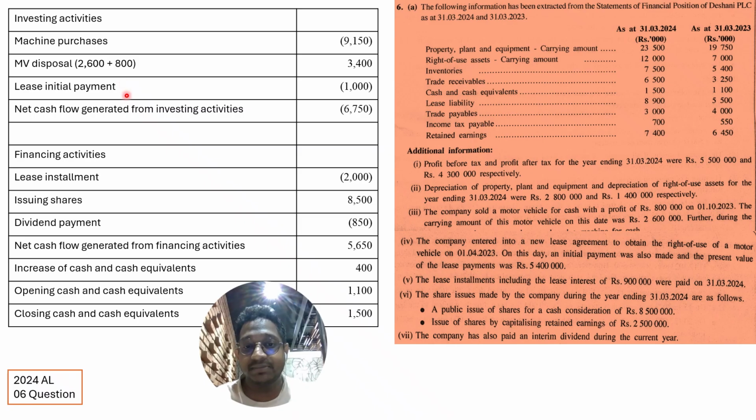And the initial lease payment you have to find from right of use of assets. We already discussed there. And the initial lease payment you have to consider as investing activities. But the lease installment excluding interest you should mention under financing activities, and issuing shares you are getting cash under financing activities, and the dividend payment you have to find out from the retained earnings account we mentioned earlier. And that's how you have to prepare the cash flow statement for question number 6.